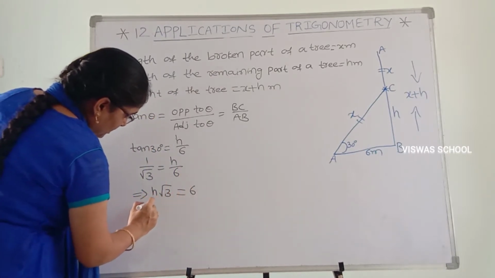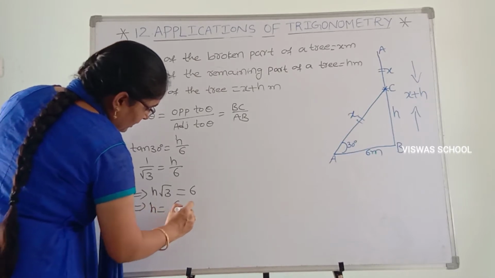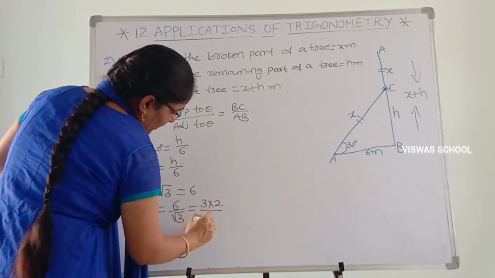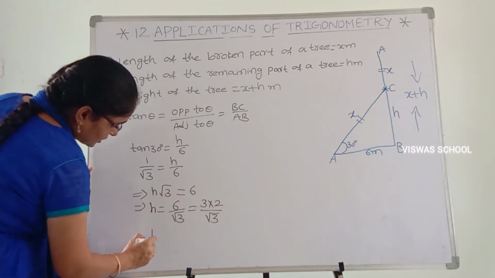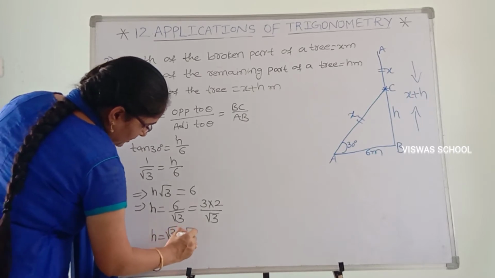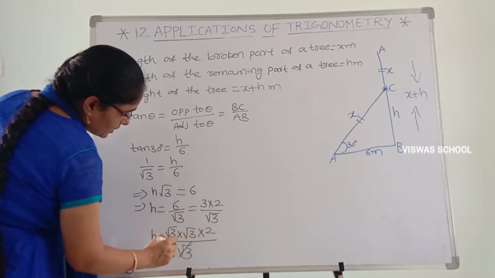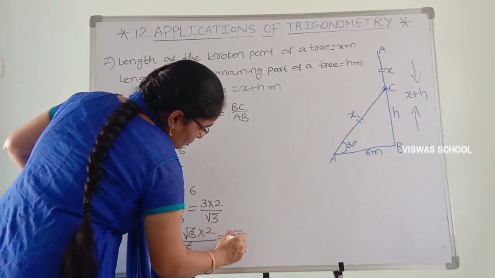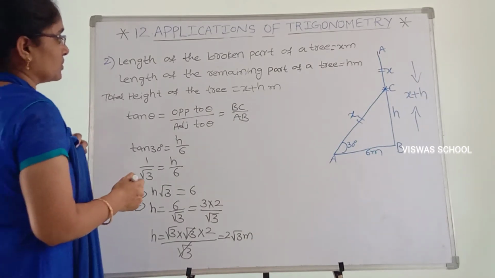From this, H is equal to 6 by root 3. Here 6 I am writing as 3 into 2 by root 3. Again this 3 I am writing as root 3 into root 3, so H is equal to root 3 into root 3 into 2 by root 3. Here root 3 and root 3 cancel. Now 2 into root 3 is equal to 2 root 3 meters. That is the H value, 2 root 3.